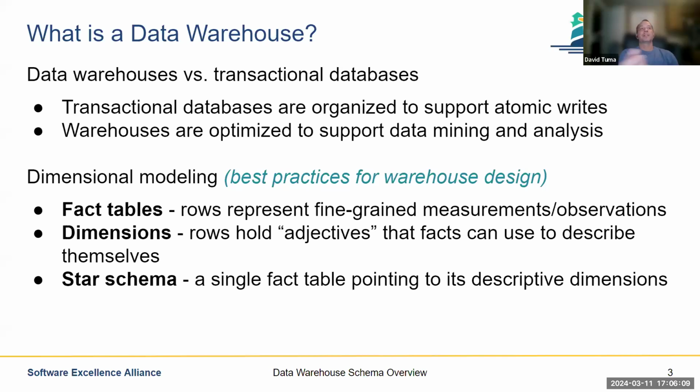But most of the reads and writes are on individual rows, and of course we have to organize those rows carefully to make sure that we don't have to lock massive portions of the database to make updates. So the best practice in transactional databases is something like third normal form to avoid data redundancies and streamline atomic writes. But what you find is that these sorts of transactional databases don't provide very good support for data mining.